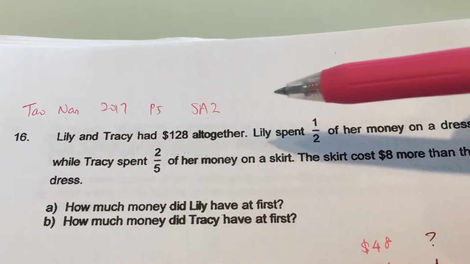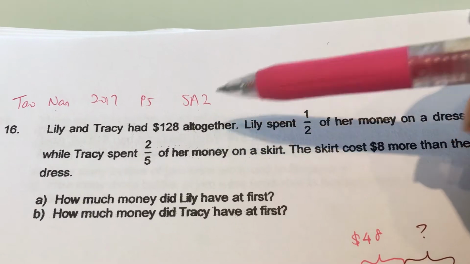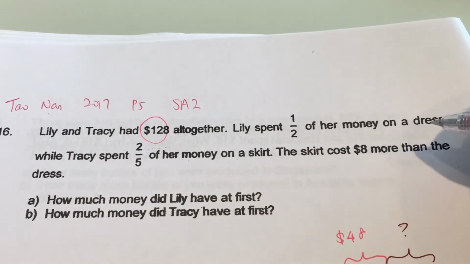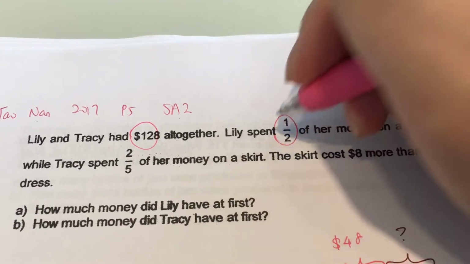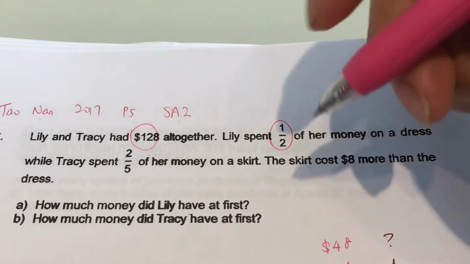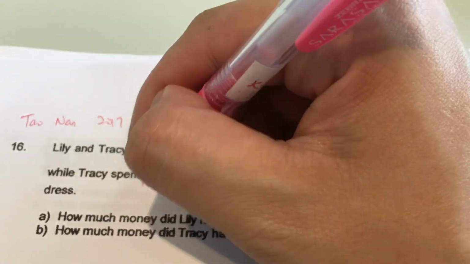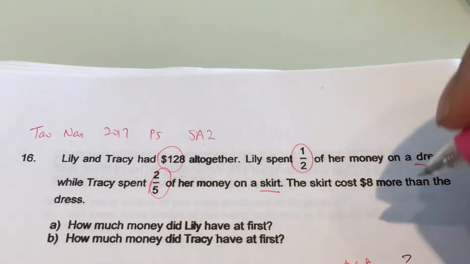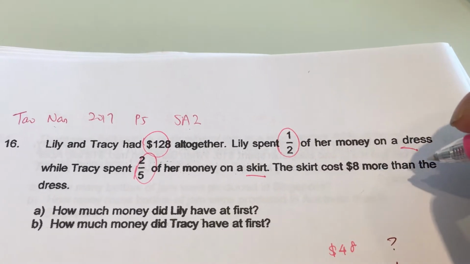Lily and Tracy had $128 all together. Lily spent half of her money on a dress, while Tracy spent 2/5 of her money on a skirt. The skirt cost $8 more than the dress.